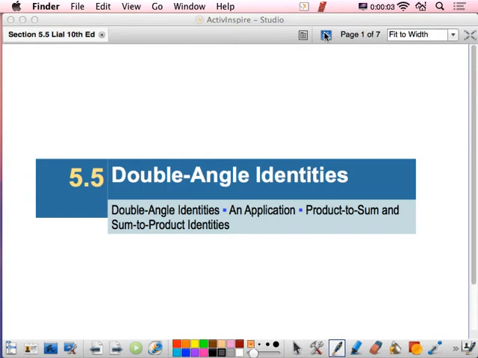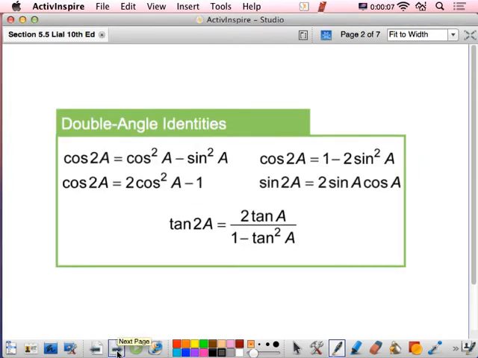Section 5.5, double angle identities. There are several of these. There are actually 3 different ones for cosine of twice an angle. So we want to list those first.